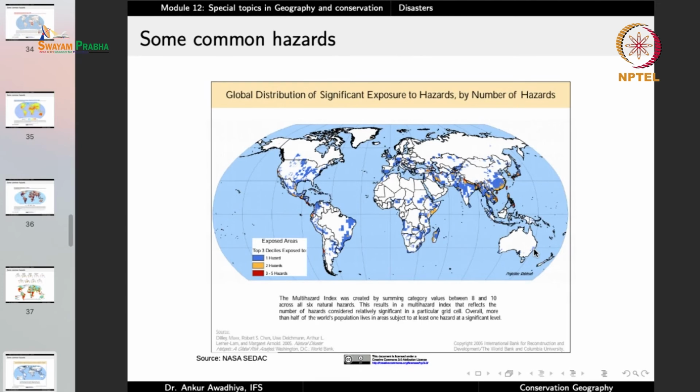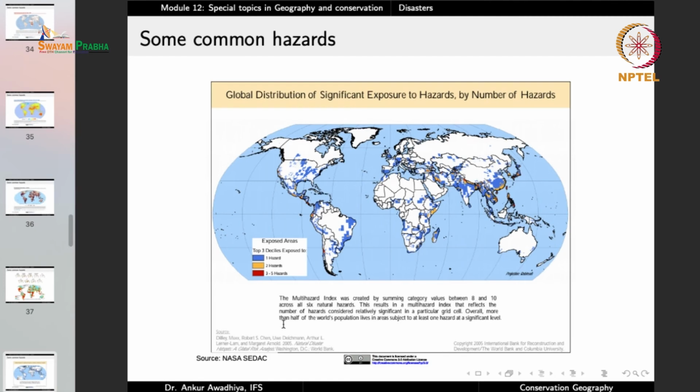Now, if you look at the global distribution of significant exposure to hazards by number of hazards, we find that large portions of the world have some amount of exposure to hazards. Most of the areas have exposure to one hazard, which are shown in blue. There are certain areas with exposure to two hazards, shown in yellow, and three or more hazards in red.